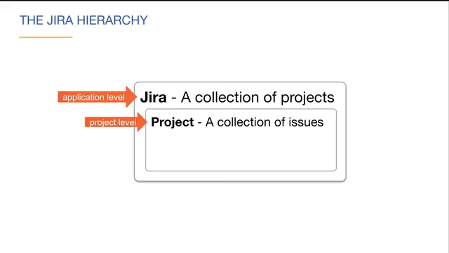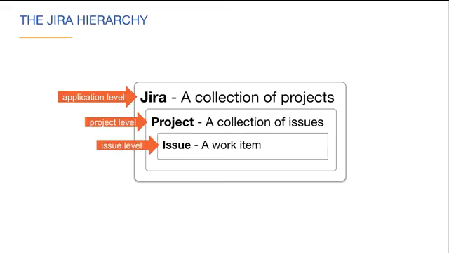A project contains one or more issues. An issue is any work item related to the project. The next level is a level of a specific issue. At this level, you can see and change the details of the issue. An issue can represent any work that needs to be done in the project.